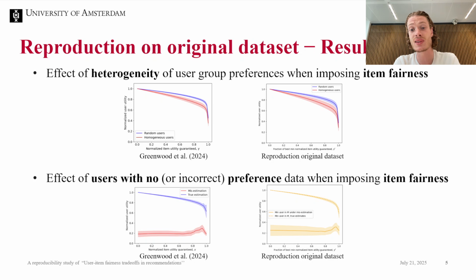The second test investigated the effect on users for whom no or incorrect preference data were present. Greenwood et al. empirically proved that the user fairness for these users was already that low that imposing additional item fairness constraints on them did not further worsen it. And this is a finding we also successfully reproduced.